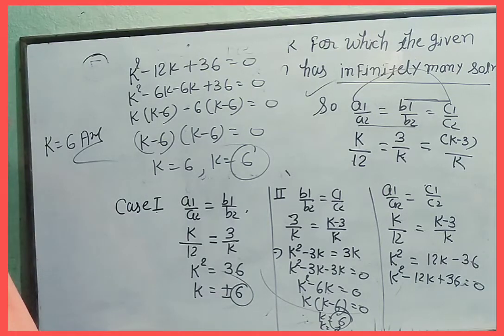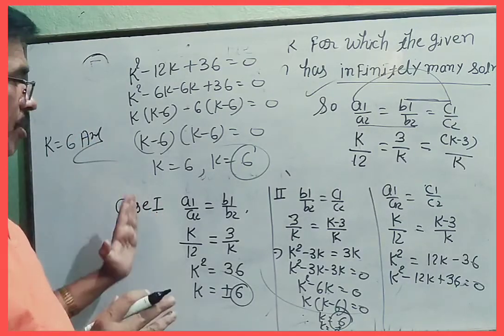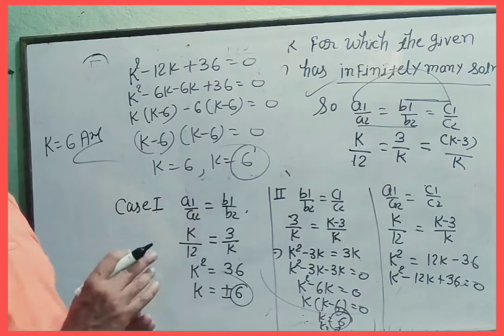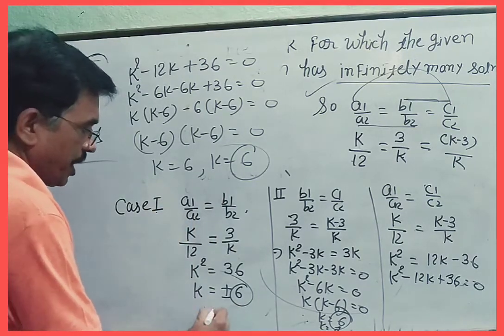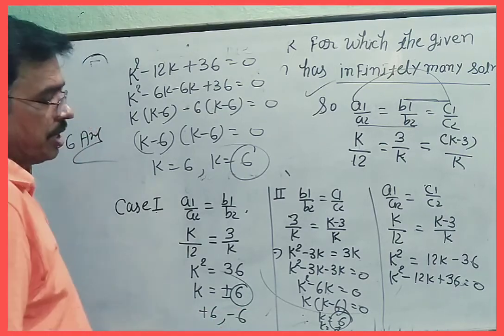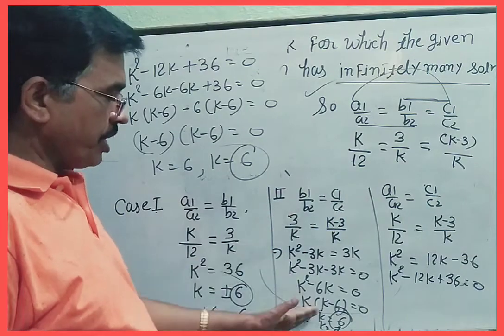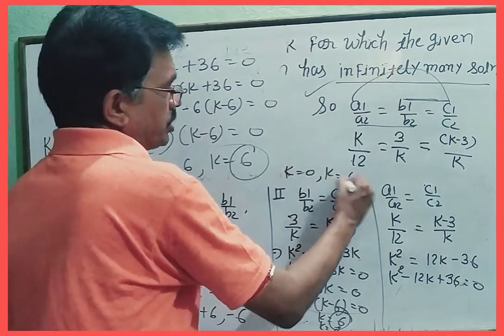So dear student, when the condition given is infinitely many solutions, then solve by three conditions. First condition, a1 by a2 is equal to b1 by b2, and maybe you get one or two answers. Here there are two solutions, that is plus 6 and also minus 6. Next condition, b1 by b2 is equal to c1 by c2. When you solve, you get k is equal to 0 and k is equal to 6.